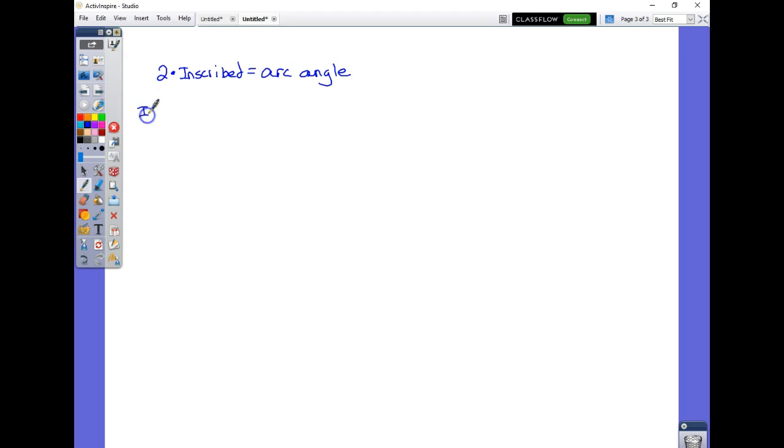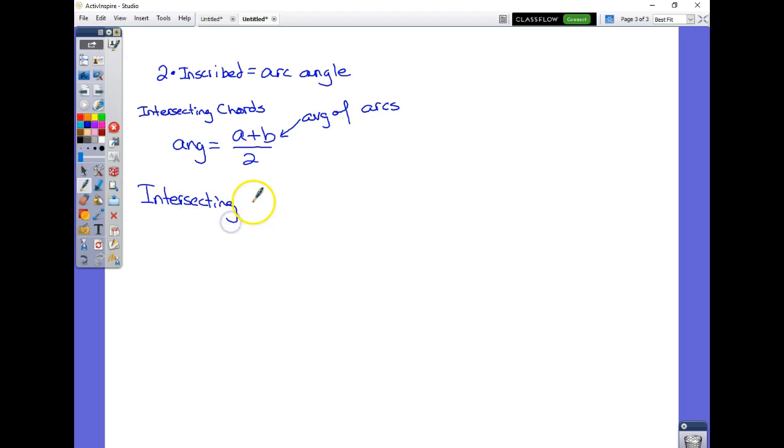For intersecting chords, we said that the angle is equal to the average of the 2 arcs. And when we had intersecting secants, we said that the angle measure was equal to half the difference of the created arcs.